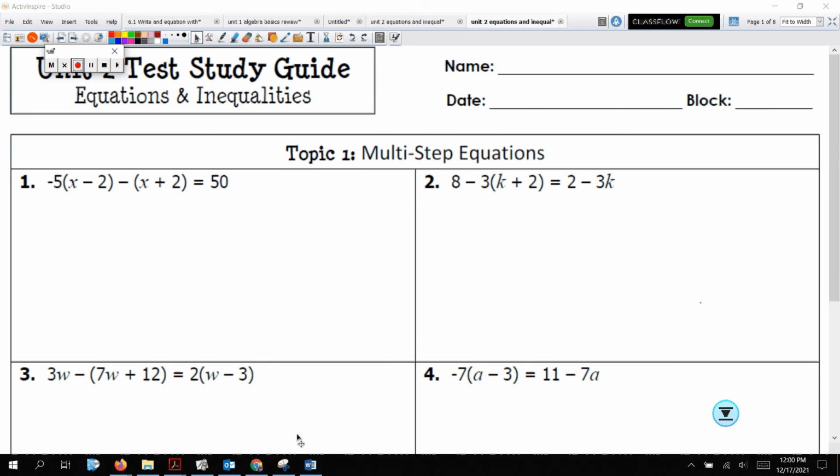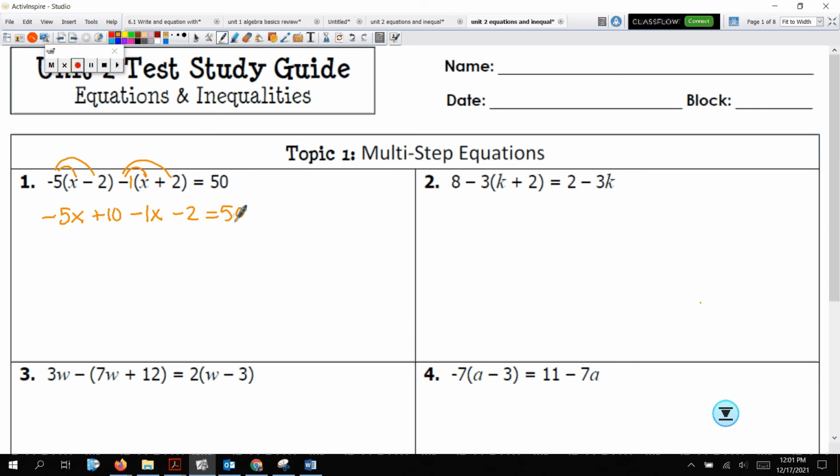All right, so topic one for this second part of the Keystone Review is multi-step equations. That means I have to do multiple things to solve. If you see parentheses, you always want to distribute first. Negative 5x plus 10. Here in the second step, parentheses, I'm distributing a negative 1 to both terms. So negative 1x minus 2 equals 50.